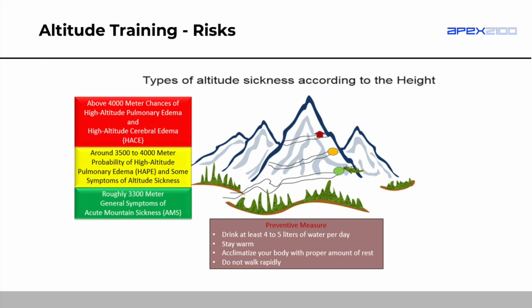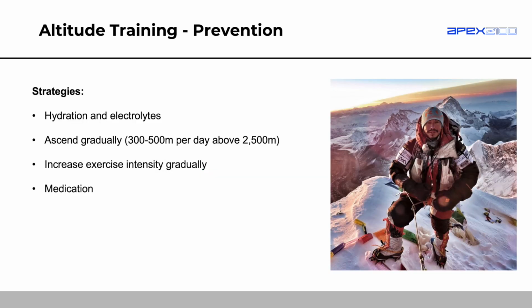In terms of strategies to avoid those, really important is hydration and electrolytes. At high altitudes, dehydration occurs rapidly, so we need to make sure that we're increasing our fluid intake during exposure to high altitude. In addition to water, we also want to make sure we're maintaining electrolyte balance. We want to ascend gradually, so athletes should ascend to higher altitudes slowly and allow their bodies time to acclimatize to the lower oxygen levels. There's a recommendation of about 300 to 500 meters per day when we get above 2,500 meters. So for us, that's not really an issue.